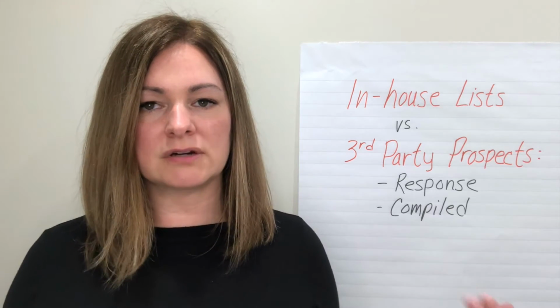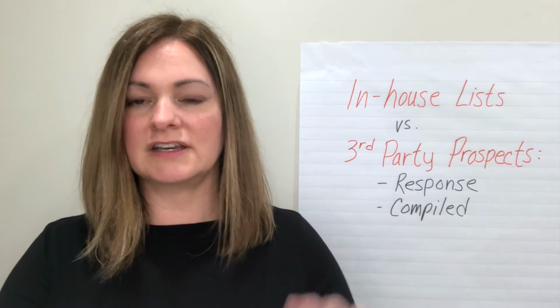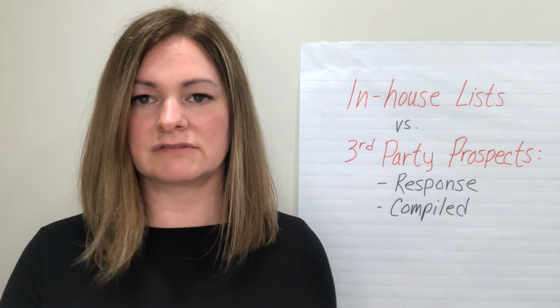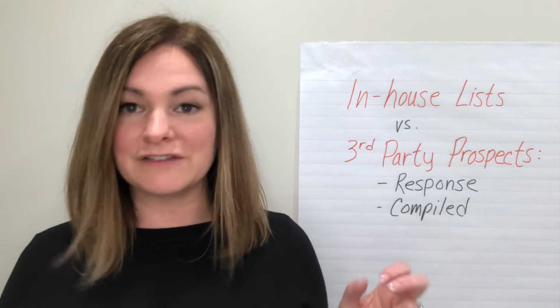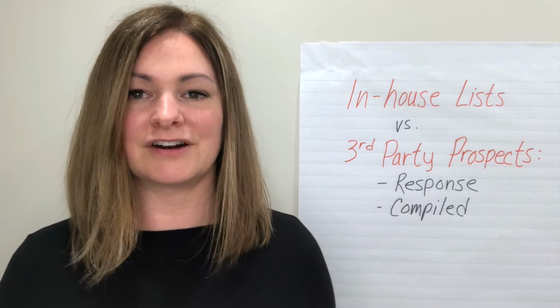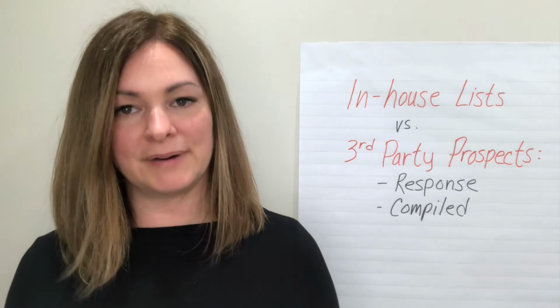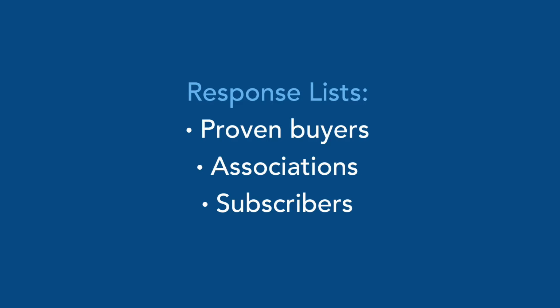Also, your third-party prospect lists. This is the other category that's really, really important. And there are 2 flavors, so to speak, of these lists. There are response lists and compiled lists. So response lists are made up of people who have a proven interest or need in your category. This can be buyers, so lists of proven buyers of products or services, associations, professional or trade members, etc. Subscribers, so that could be magazine or newsletter subscribers, continuity subscriptions, you name it.